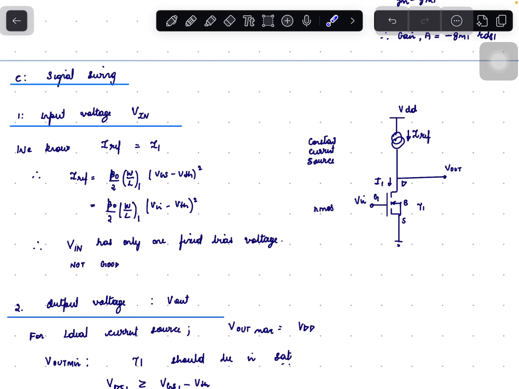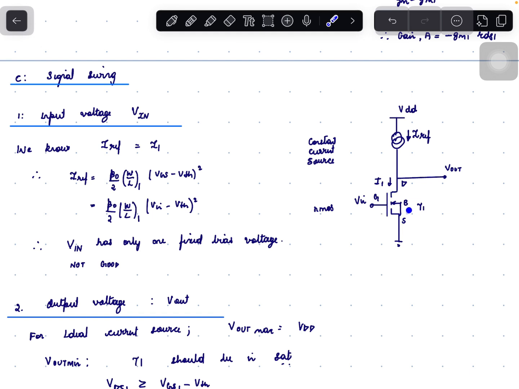And in saturation we know that Iref equals beta naught by 2 W by L times (VGS minus VTH) the whole square. So for a fixed value of Iref, we have one particular fixed value of VGS at saturation. So this circuit has only one fixed bias input voltage, which is not good. If Vin is slightly above this fixed bias voltage, then the VGS is slightly above the required voltage.